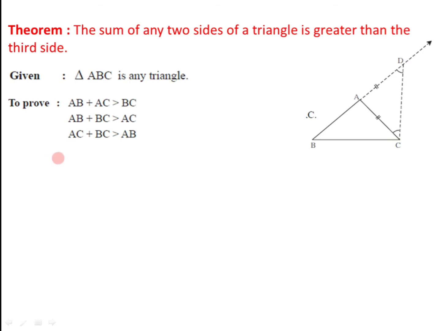For that, we have to do one construction. We have to extend ray BA, and on that ray we have to take point D such that AD must be equal to BC. And then we have to join points D and C. So this is the construction we have to do. Now let us have the proof.